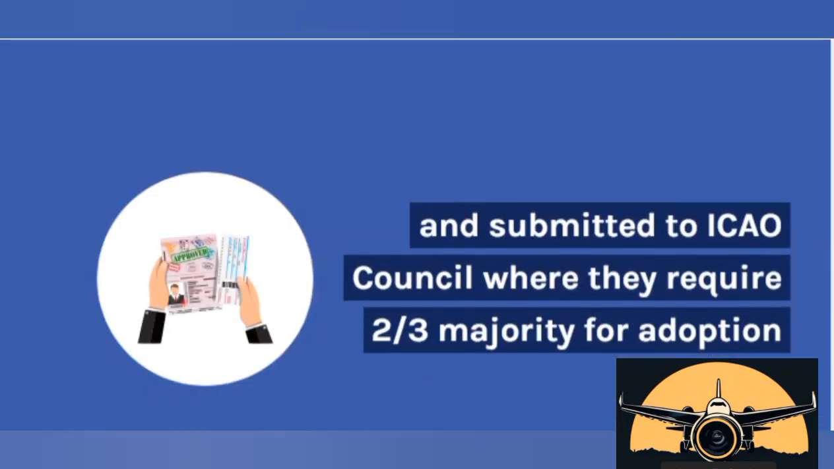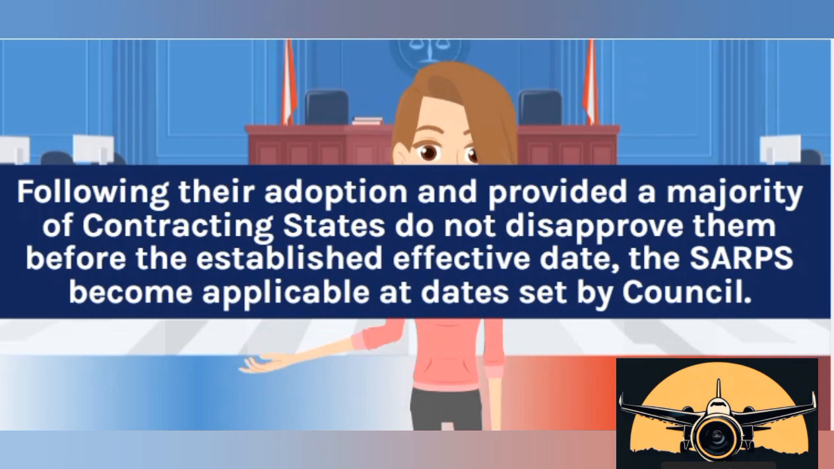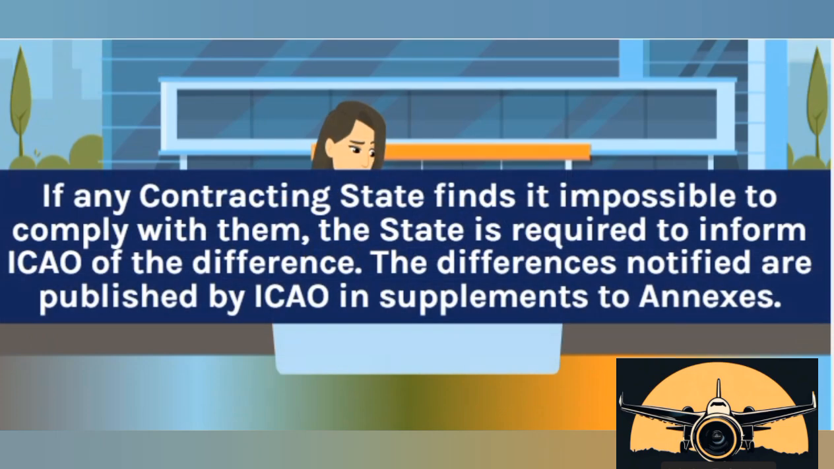And submitted to ICAO Council where they require 2/3 majority for adoption. Following their adoption and provided a majority of contracting states do not disapprove them before the established effective date, the SARPS become applicable at dates set by Council. Standards are considered binding. If any contracting state finds it impossible to comply with them, the state is required to inform ICAO of the difference. The difference is notified or published by ICAO in supplements to annexes.